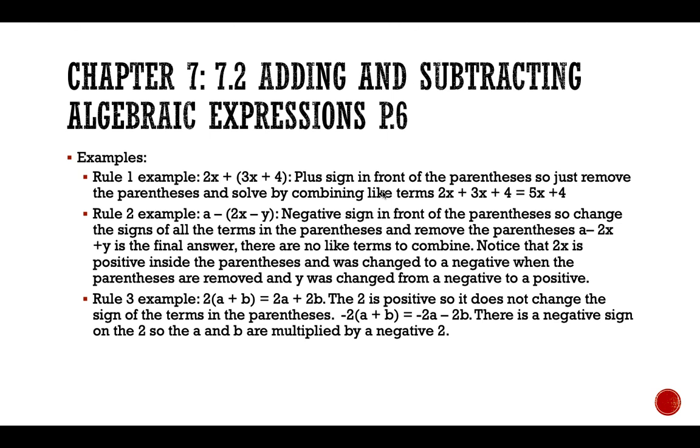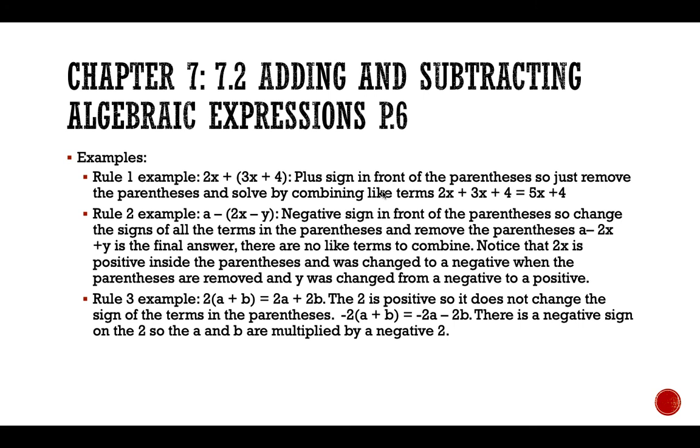Rule 2, a minus (2x minus y). Now there's a negative sign in front of the parentheses. So you have to change the signs of all the terms in the parentheses before you remove them. The expression becomes a minus 2x plus y. And that's the final answer since there are no like terms in the expression. Notice 2x is positive inside the parentheses and we changed it to a negative when we applied the negative outside of the parentheses before we removed the parentheses.